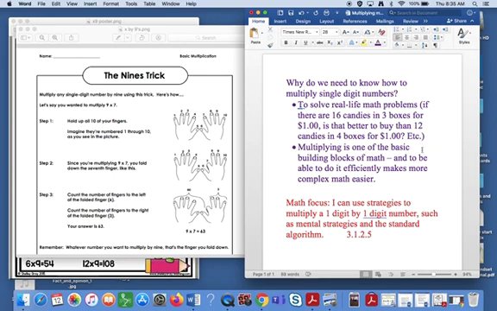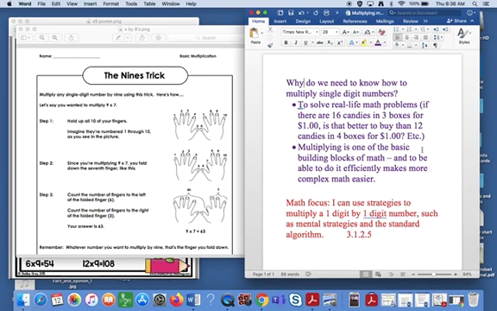I do that a lot when I go shopping, and I'm sure your family does too, because there's lots of different brands of things that you can buy. Multiplying is one of the basic building blocks of math, and to be able to do it efficiently makes more complex math easier. So once again, when you are going to start to do more extended multiplication, like 3-digit times 3-digit, it's really important to have those multiplication facts in your head.